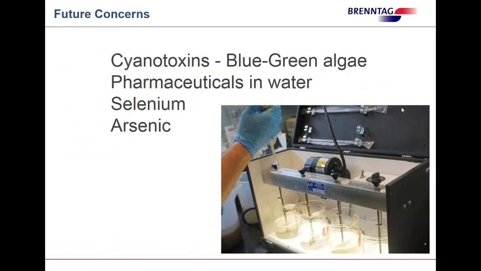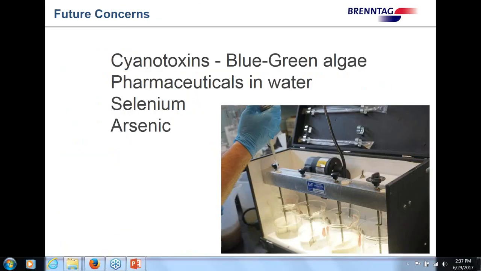So some future concerns: cyanotoxins emanating from blue-green algae, pharmaceuticals in our water, selenium, and arsenic.